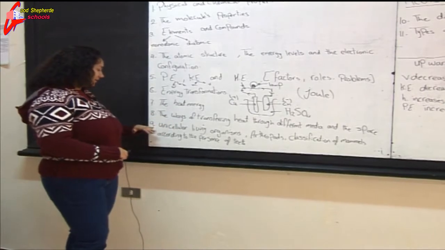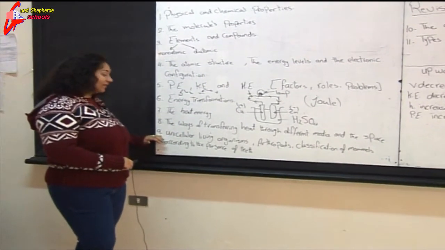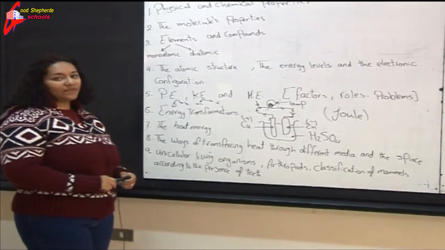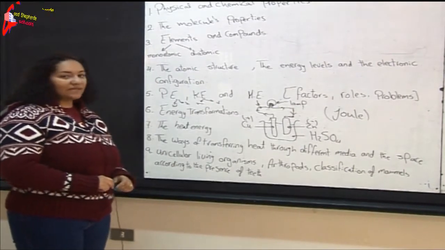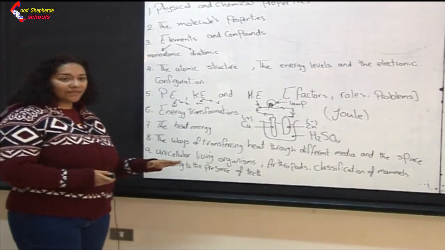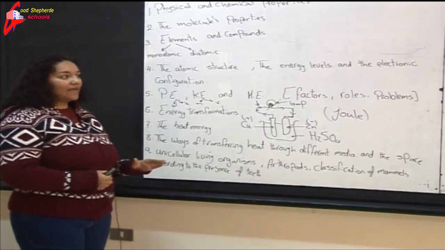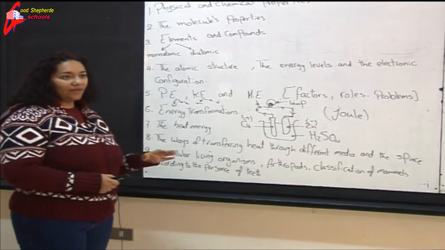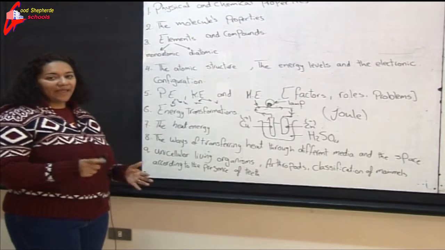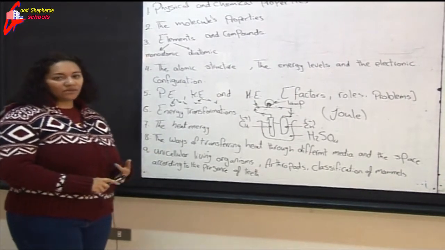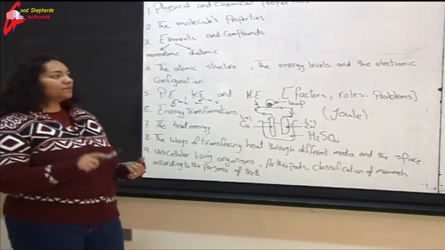The last unit is about living organisms. And we said that this lesson is divided into two main parts. The first part is called diversity, and the most important point in this part is how we can classify the diversity of animals and plants and microorganisms or unicellular living organisms.